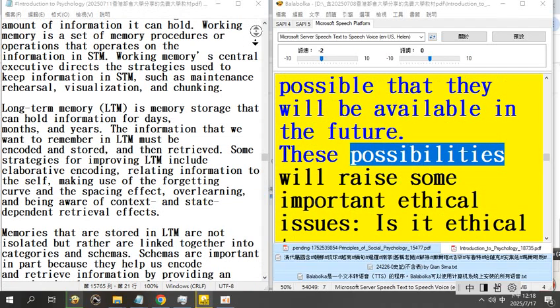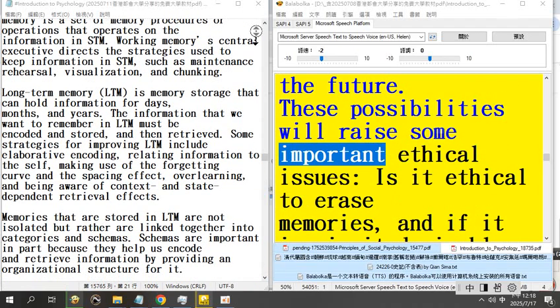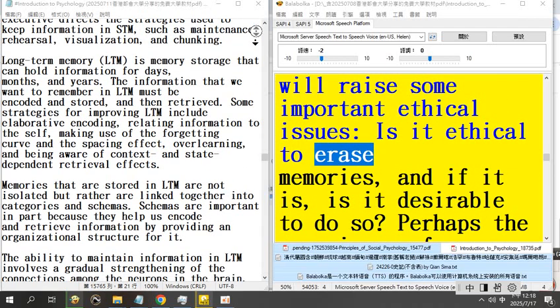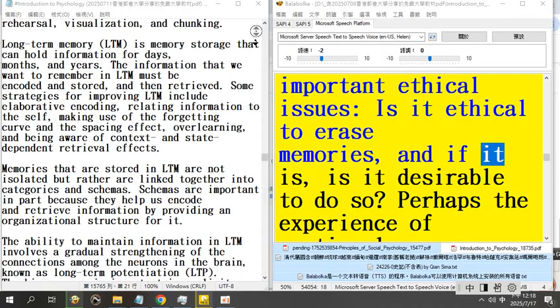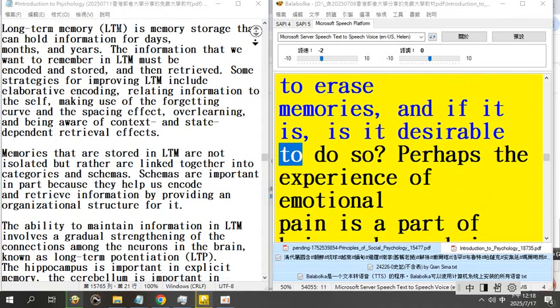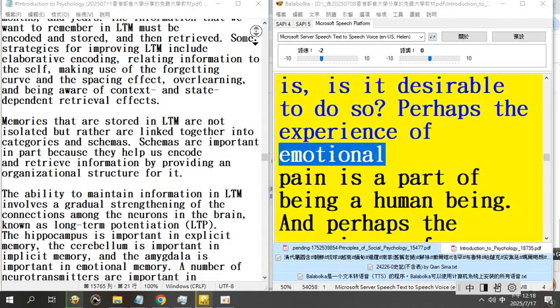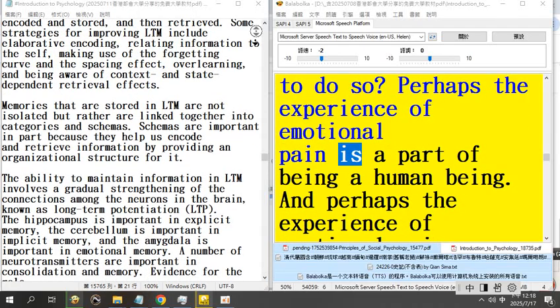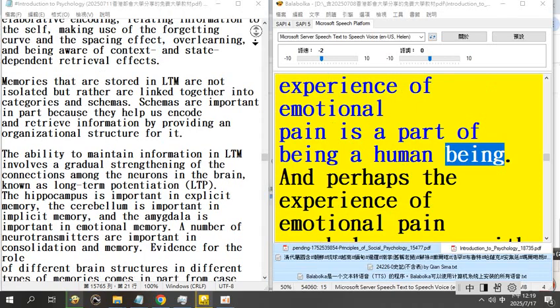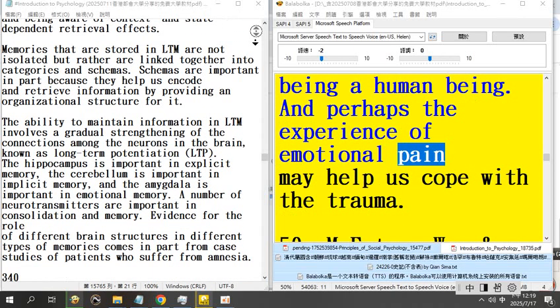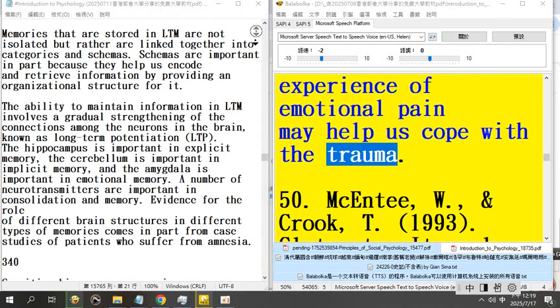These possibilities will raise some important ethical issues. Is it ethical to erase memories, and if it is, is it desirable to do so? Perhaps the experience of emotional pain is a part of being a human being. And perhaps the experience of emotional pain may help us cope with the trauma.